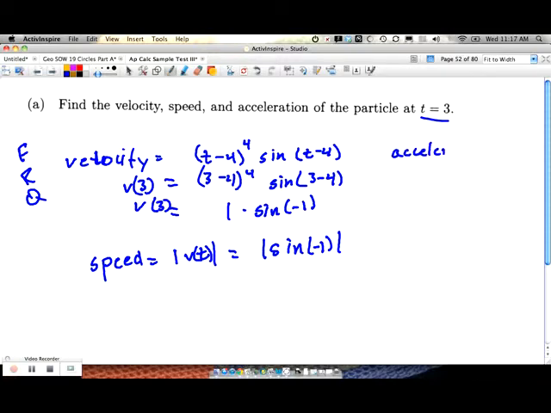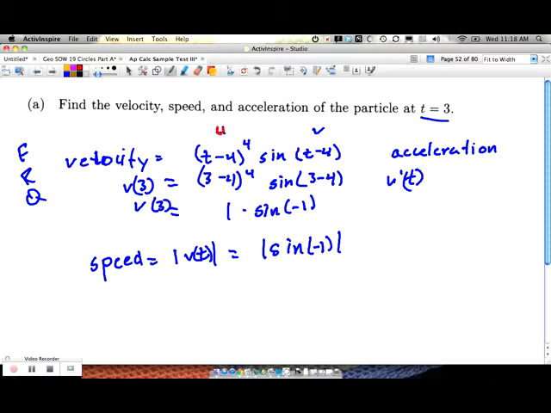Acceleration. Acceleration is equal to v prime of t. v prime of 3 is going to be the derivative of this. So I need to take the derivative and figure out what that is, so let's go ahead and do that first. Derivative, v prime of t. This is going to be a product slash chain rule. Here's u, here's v.